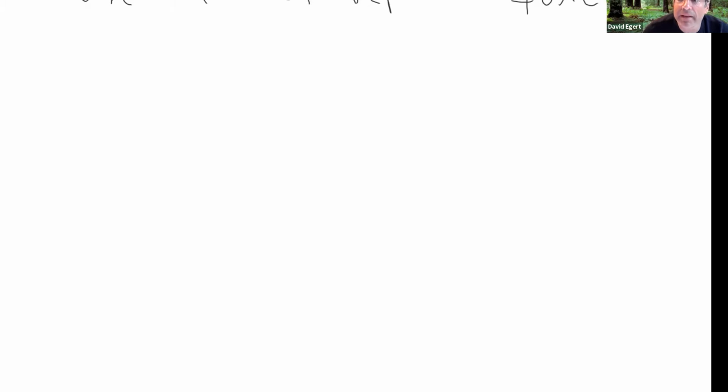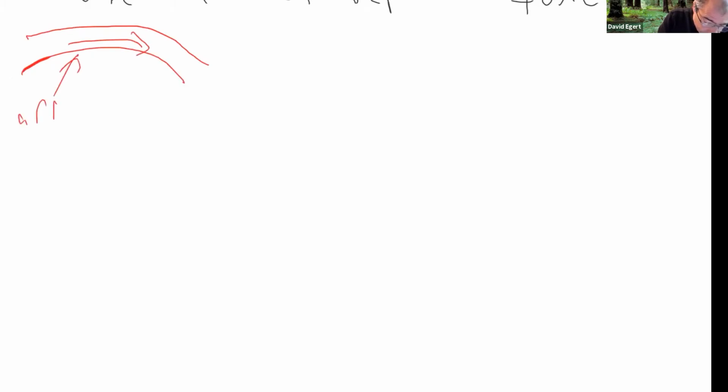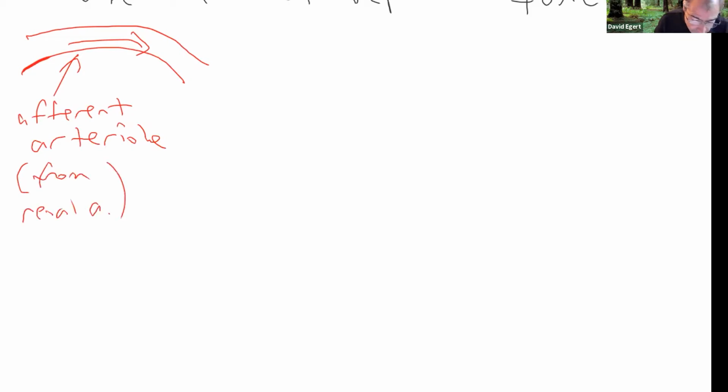So the first step is the blood is coming in. This is my afferent arteriole. Remember, this is kind of branching off from the original renal artery coming in. And again, if we're looking across all nephrons, we are talking about around 1.25 liters per minute of blood coming in as part of the inflow into all of the nephrons.